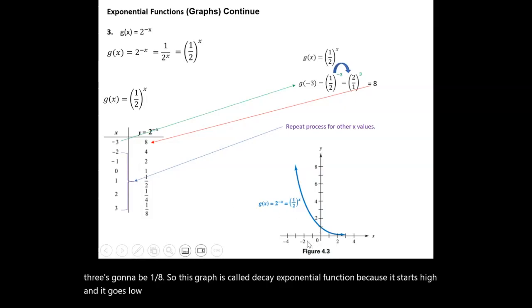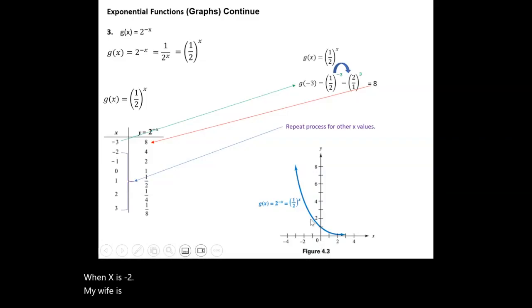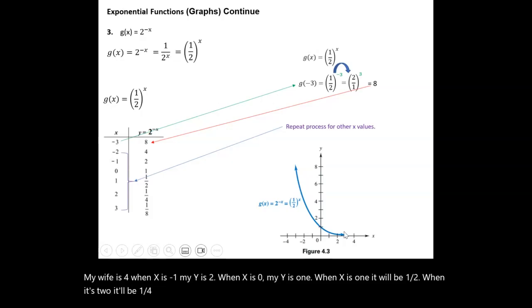Again, when x is -3, my y is 8. When x is -2, my y is 4. When x is -1, my y is 2. When x is 0, my y is 1. When x is 1, it will be 1/2. When it's 2, it will be 1/4. And when it's 3, it's going to be 1/8.